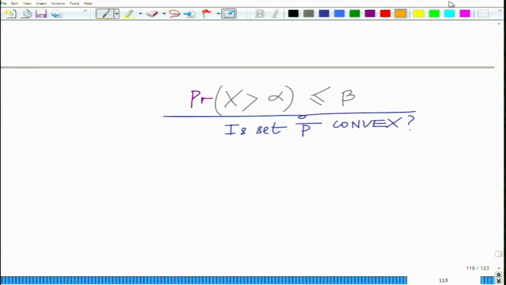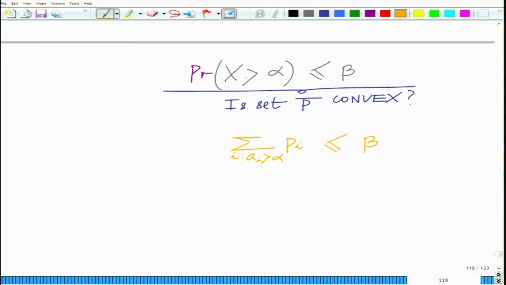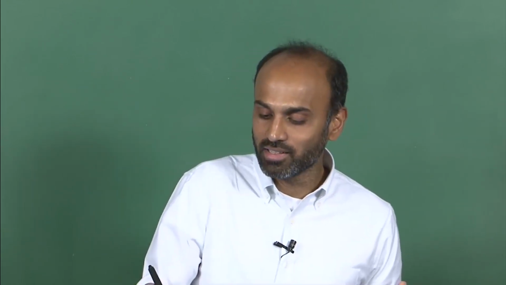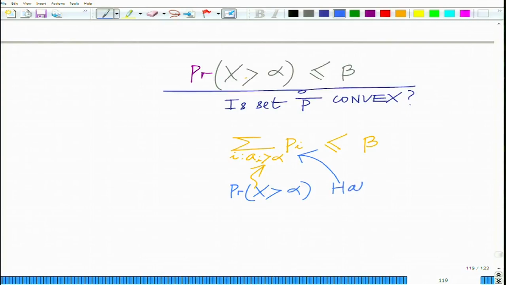Well, what is the probability that x is greater than alpha? The probability that x is greater than alpha is simply the summation of all probabilities pi such that the corresponding ai's are greater than alpha. Since this probability, x greater than alpha, has to be less than or equal to beta, you simply have to sum the probabilities corresponding to all ai's that are greater than alpha. You can clearly see this is a linear sum, this is a half space, which implies that once again this is convex.